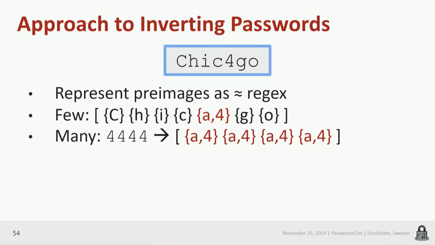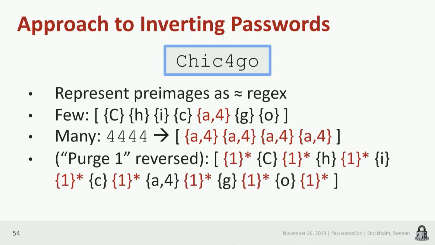And you actually find a similar phenomenon, not just for idiosyncratic passwords, but sometimes for whole classes of rules. If you have a rule that somewhere among the transformations says, let's purge all of the 1s and get rid of them, then when we're reversing this, there could be 0 or more 1s basically anywhere in the password. So we have to reason about that.